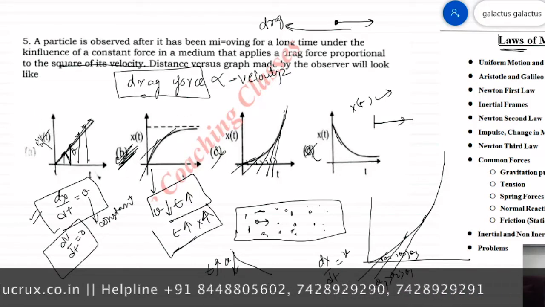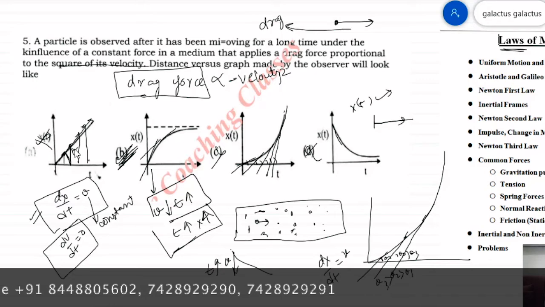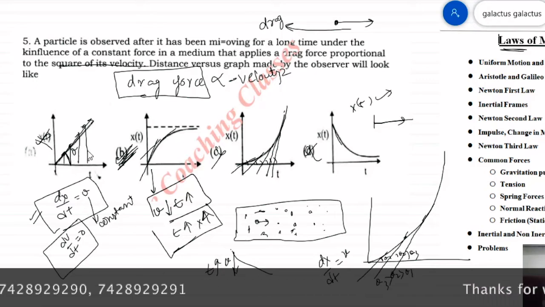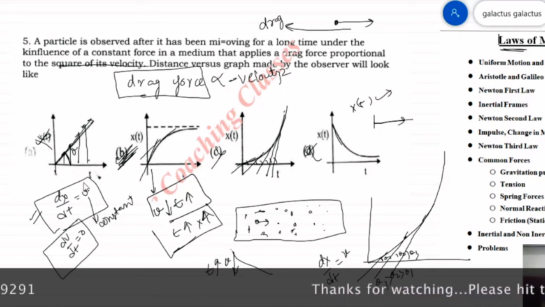We have eliminated A because the particle would be in uniform motion. At every instant of time, the velocity is constant.